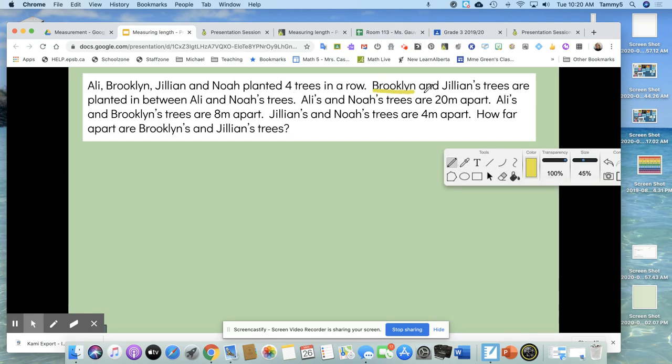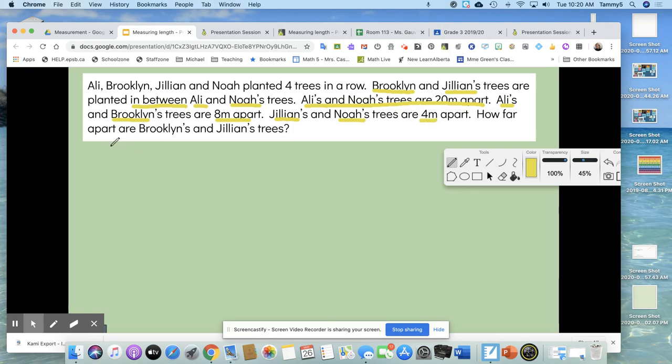Okay, so Brooklyn and Jillian's trees are in between Allie and Noah's trees. Okay, and we know that Allie and Noah's trees are 20 meters apart. Okay, and then Allie and Brooklyn's trees are 8 meters apart. Okay, that's important to underline. And then lastly, we know that Jillian and Noah's trees are 4 meters apart.